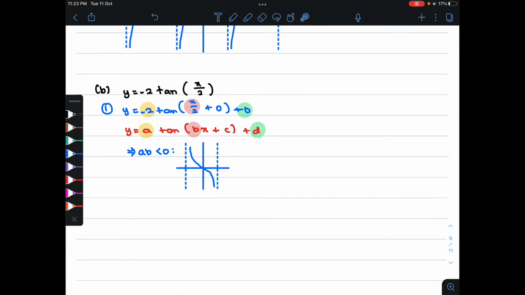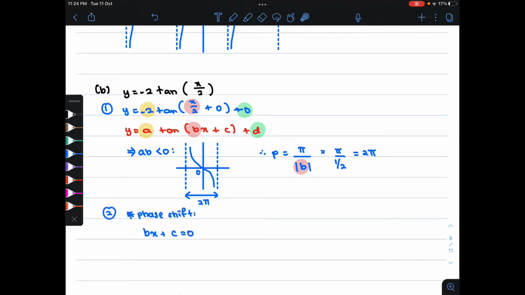So it's going to be a staircase going downward, and the inflection point is at 0, and we're going to have the vertical asymptote. For the period, it's going to be pi over modulus b, and we know that b is half. Therefore, modulus b is also half. Therefore, period is 2 pi. That means the distance between vertical asymptotes is 2 pi.